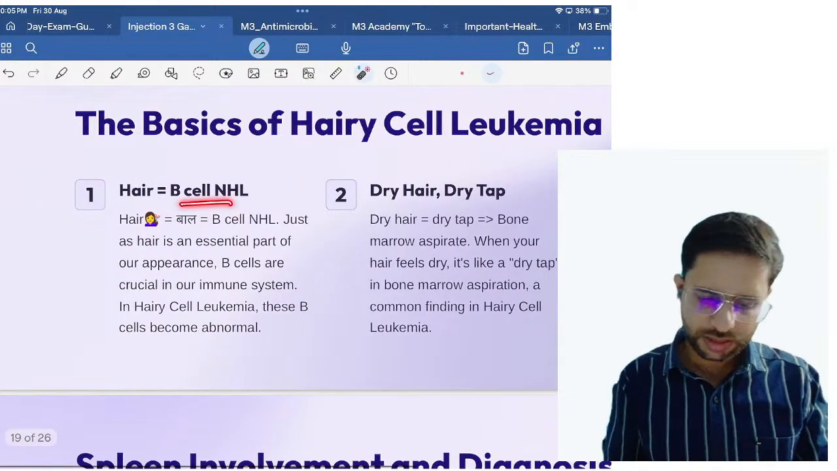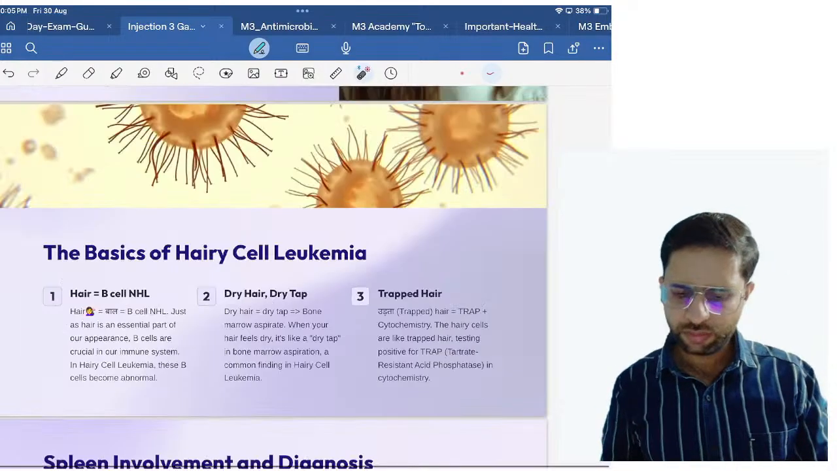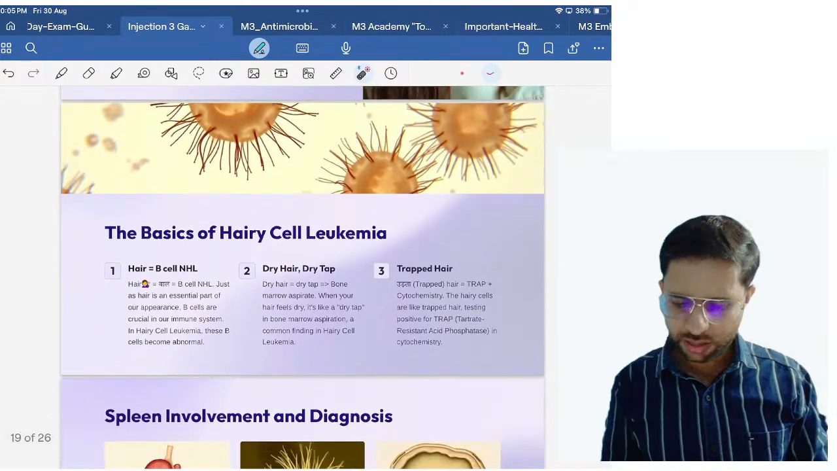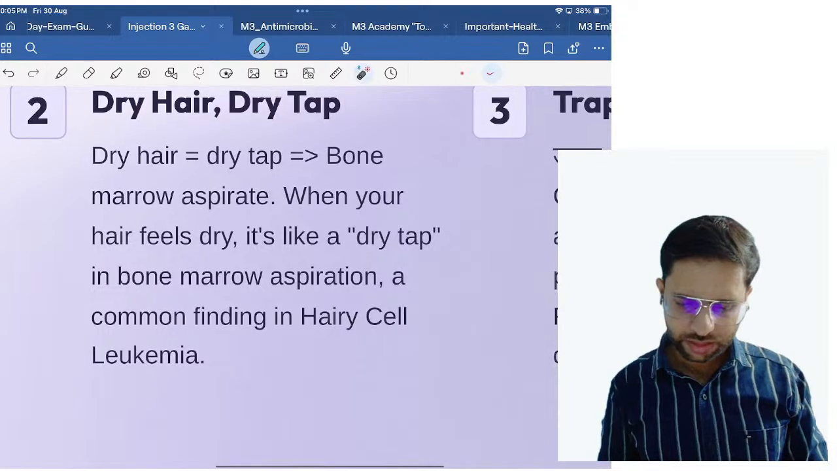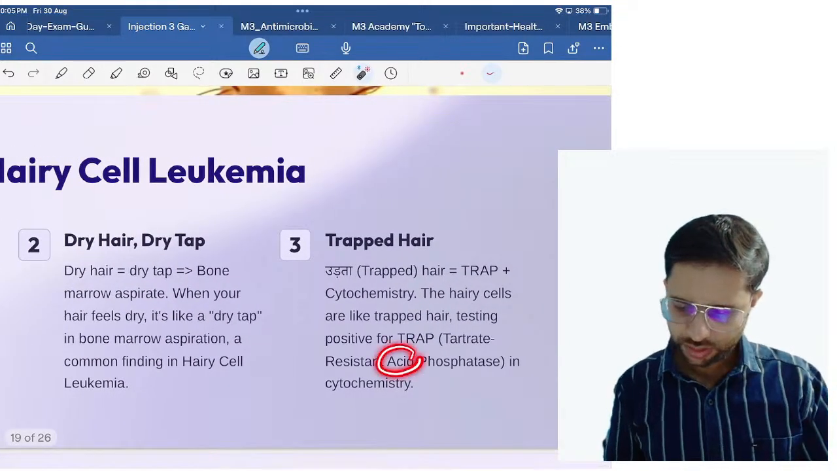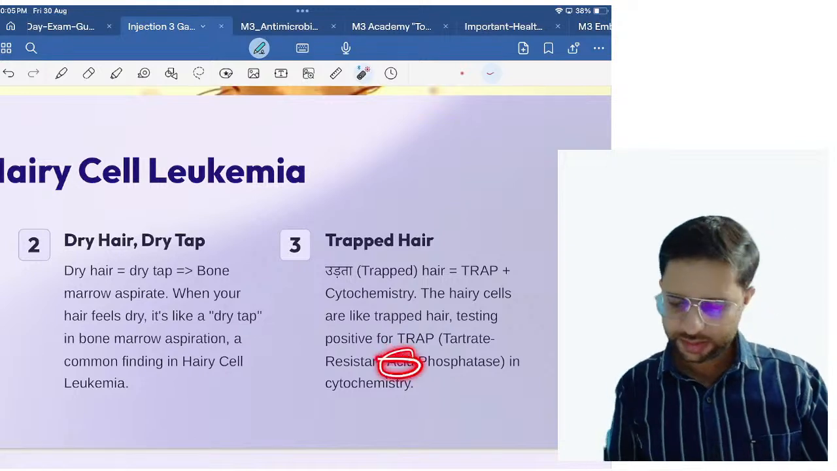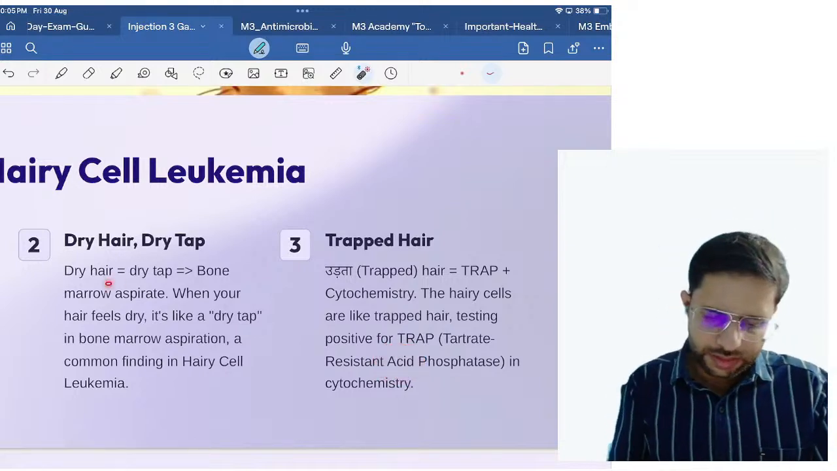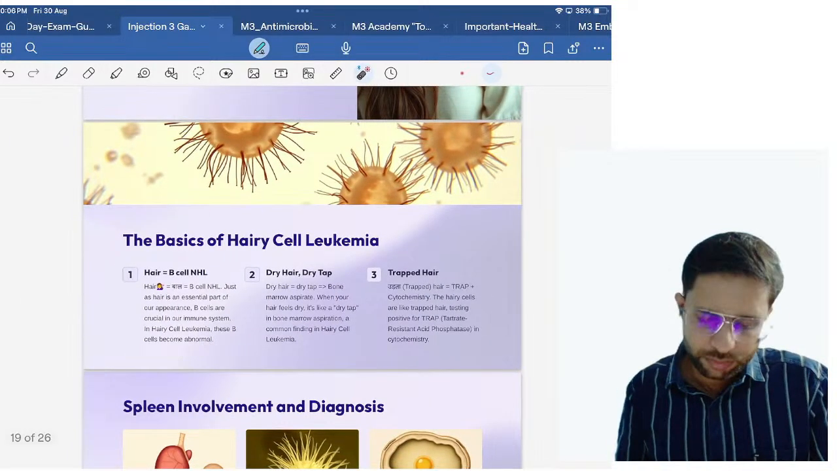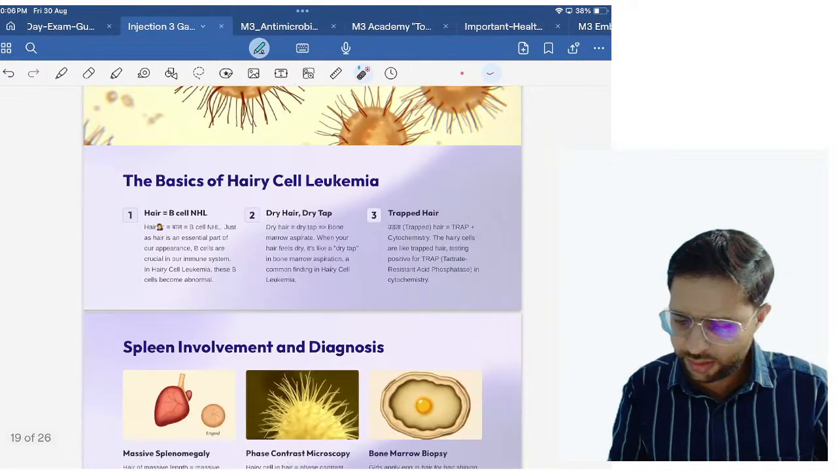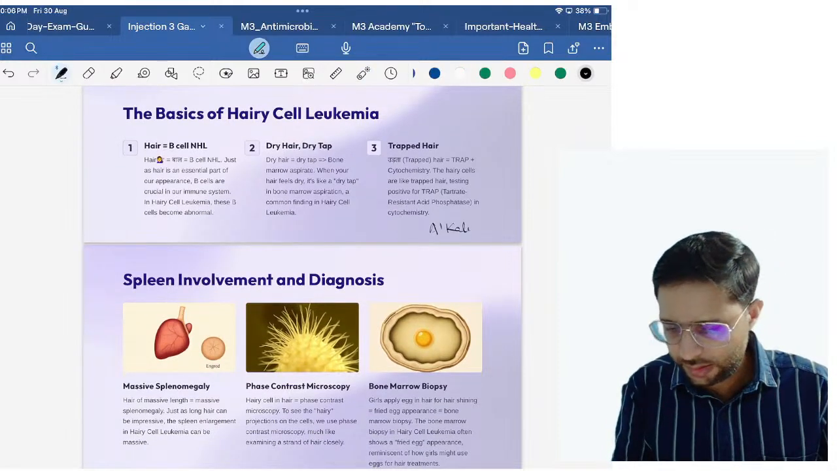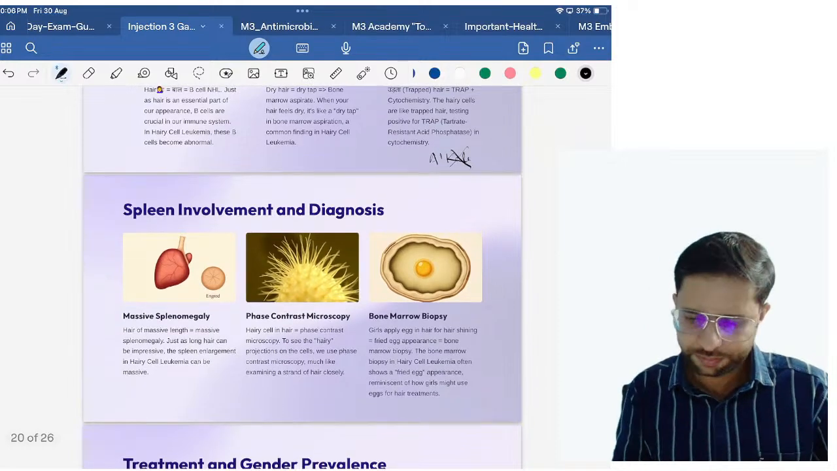So this is B-cell NHL. Obviously, hair, after becoming dry, is trapped, so you can say trap positivity, but remember here: TRAP, tartrate resistant acid phosphatase. So acid is important; this is not alkali, this is acid. You can say dry hair, dry tap is happening here, in the bone marrow you get a dry tap. You call hair "baal", so B-cell NHL hair cells get trapped. So here you have to remember that it is acid, and that it is not alkali.